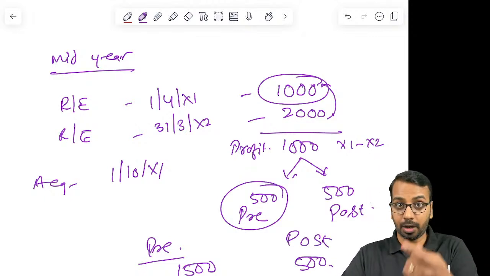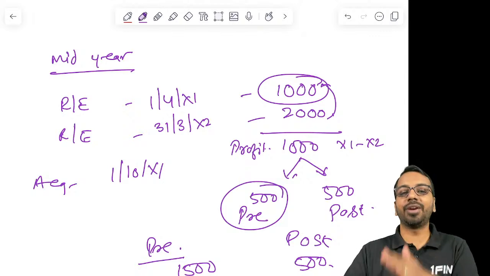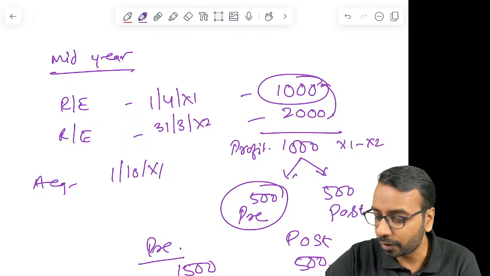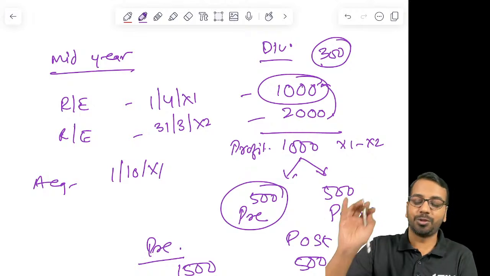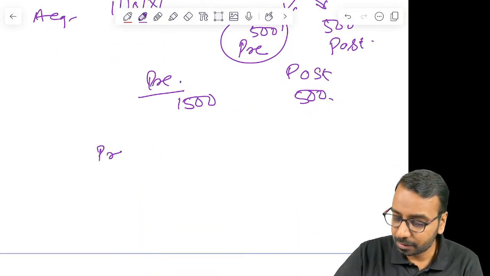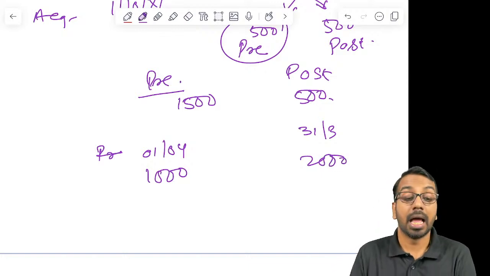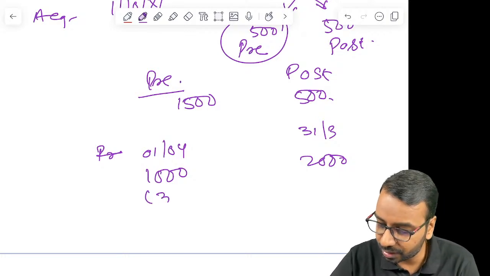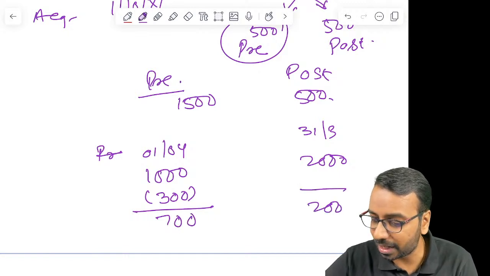Now here, a lot of time Institute adds one more adjustment, that is dividend. The company has declared dividend out of pre-acquisition profit. Let us say in this case they have declared dividend of 300 out of pre-acquisition profit. Then what happens? On 1st of April, my balance was 1000. On 31st of March, my balance was 2000. Now out of this, they have declared and accounted for the dividend of, let us say, 300. So my opening balance now becomes 700, closing balance becomes 2000.